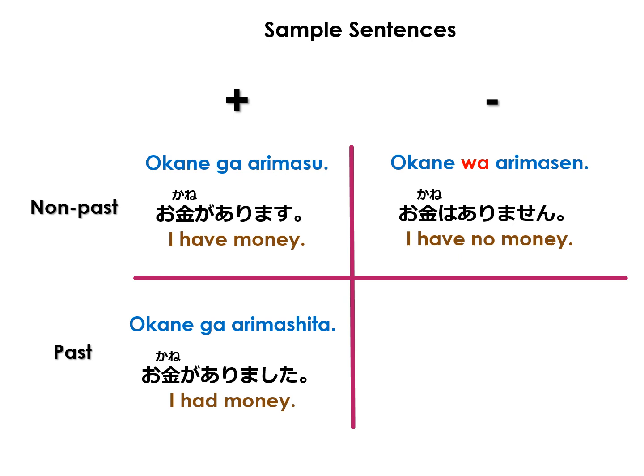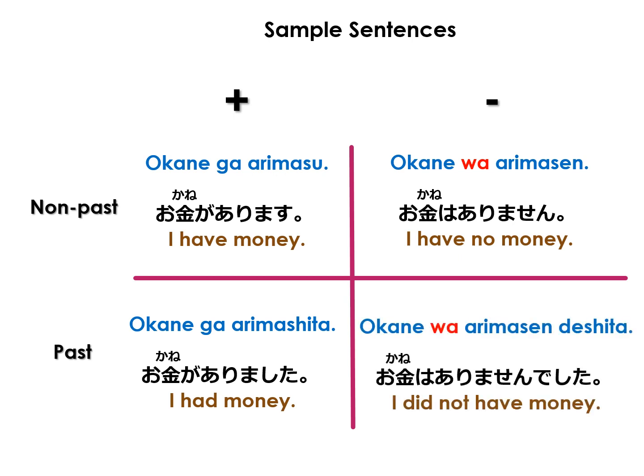Okane ga arimashita. I had money. Okane wa arimasen deshita. I did not have money.